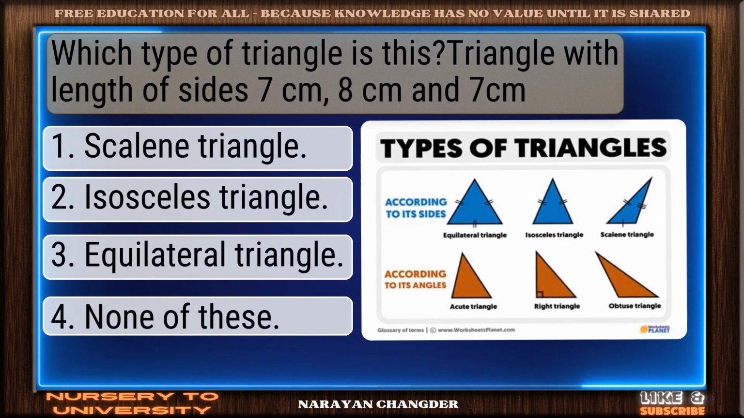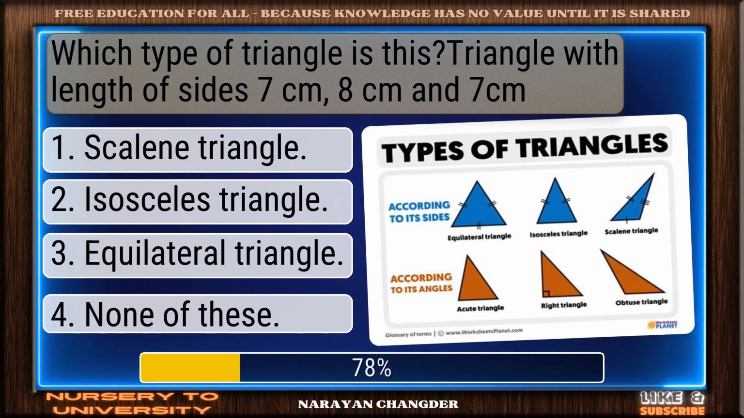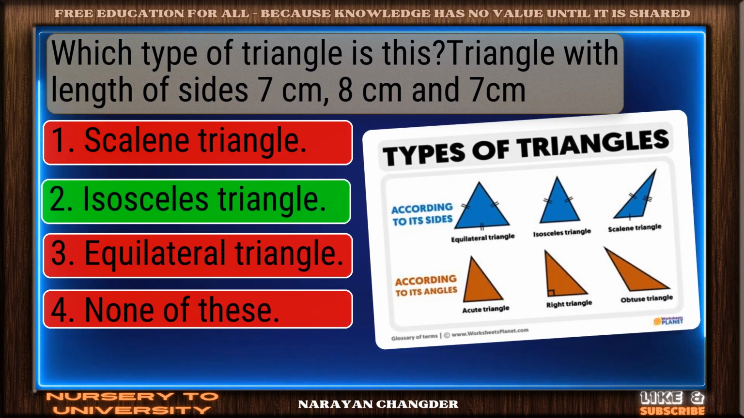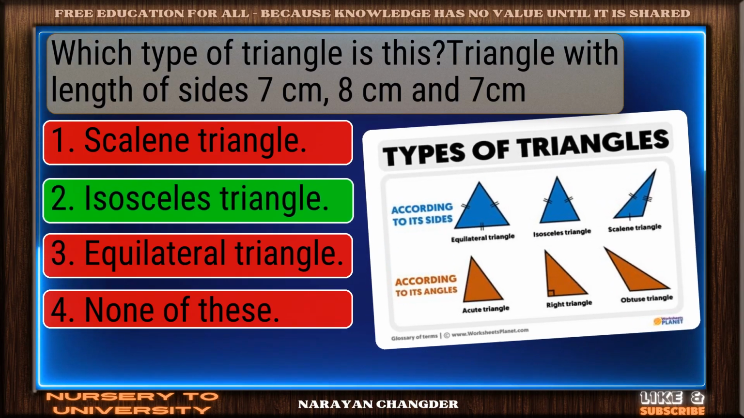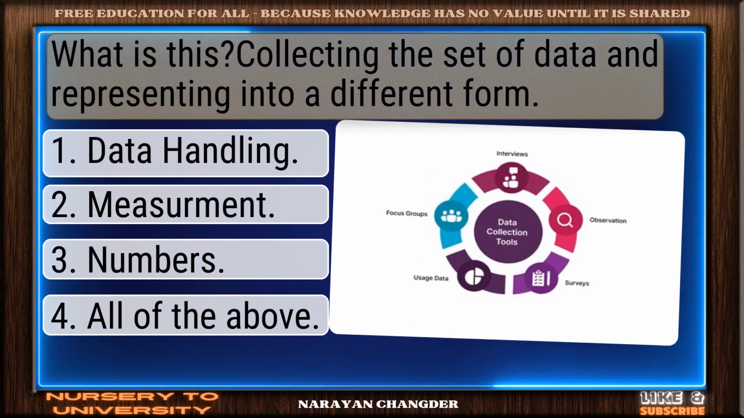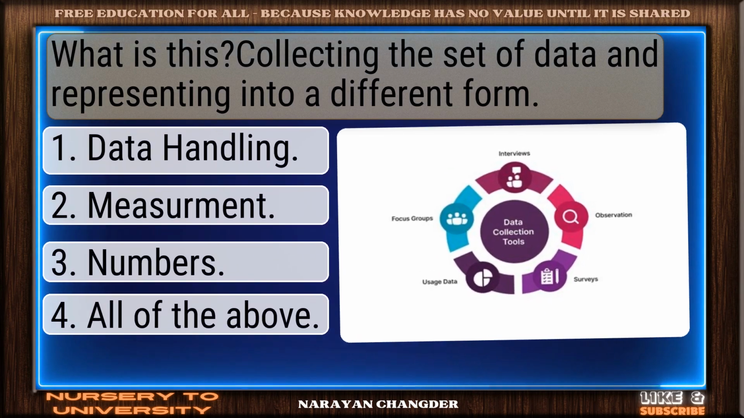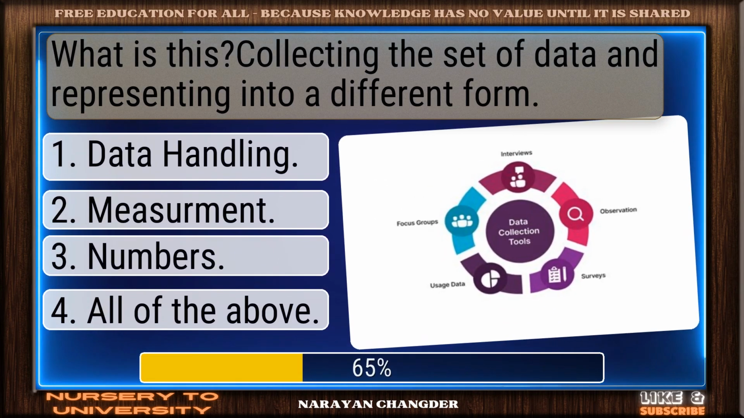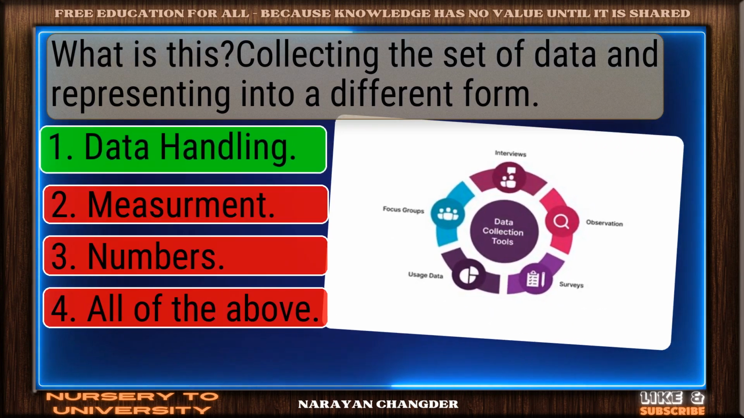Question number 46. Which type of triangle is this? Triangle with length of sides 7 cm, 7 cm. Nice selection. Isosceles triangle is the correct and valid answer. Question number 47. What is this? Collecting the set of data and representing it in a different form. Smart move. Data handling is an accurate answer.